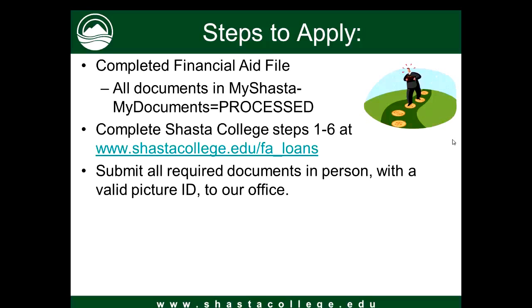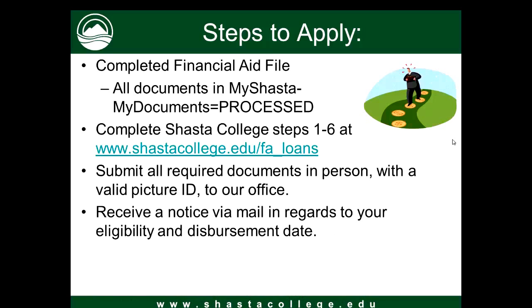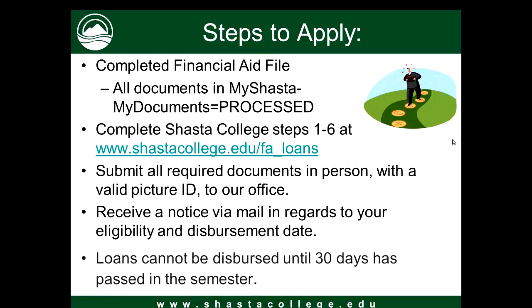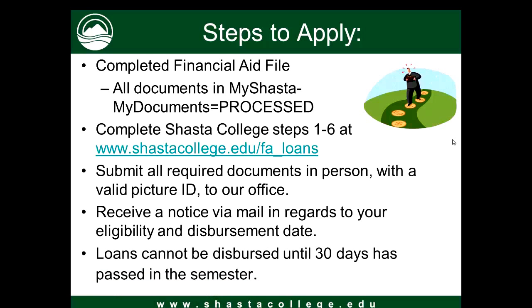If you are eligible and awarded, a letter will be mailed to you with specific disbursement dates of your loan. Keep in mind, federal student loans cannot be released until 30 days have passed from the first day of the semester, and your disbursement date will depend on when your paperwork is turned in and processed.